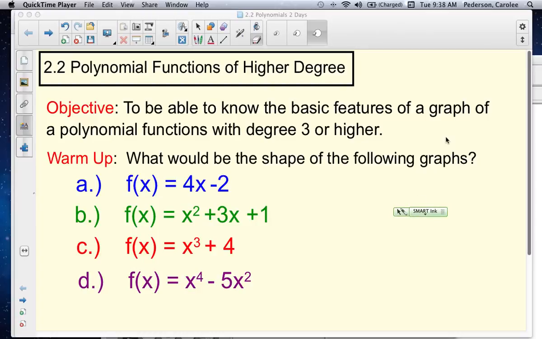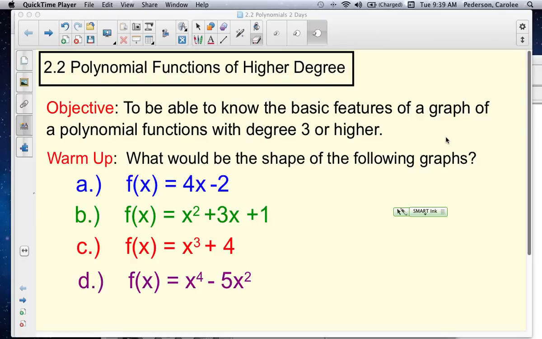All right, this is 2.2, day 1 of polynomials of higher degree. What we focused on in trimester 1 is linear functions, degree of 1. Then yesterday and Friday we focused on degree of 2, quadratics. So just a little warm up in your head.